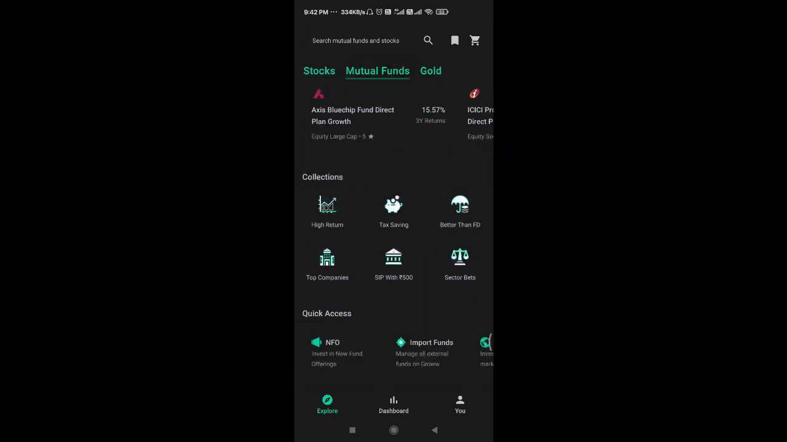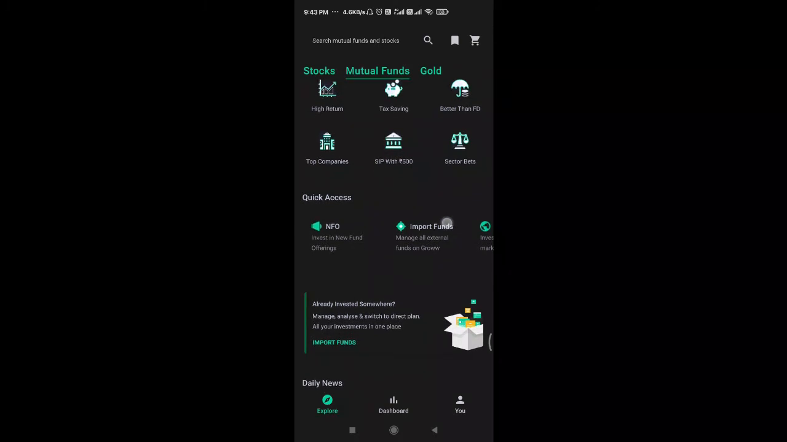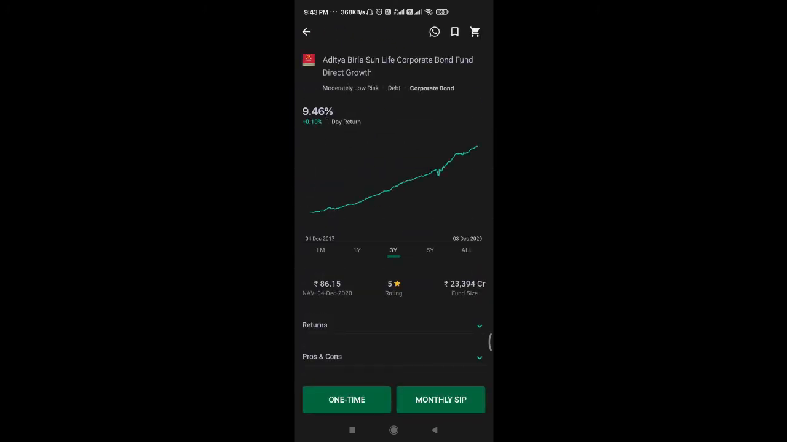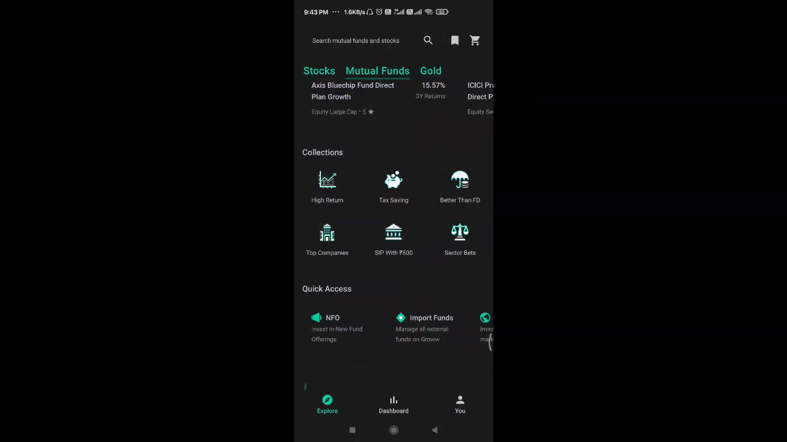And this is the mutual fund section. Again, some collections are available like high return, tax saving, better than FD, top companies, SIP with 500, sector weight, like that. So if you click here on better than FD, then some mutual funds are available, and you can invest in any of them. You can notice that the graph is very linear, but again the return is very low. It means that, as the name suggests, it's better than FD. It means it's like an FD.